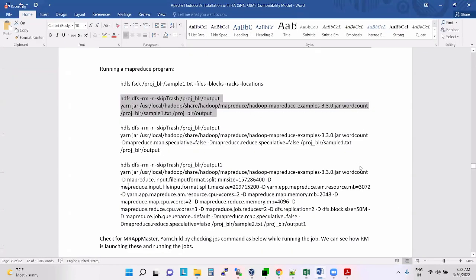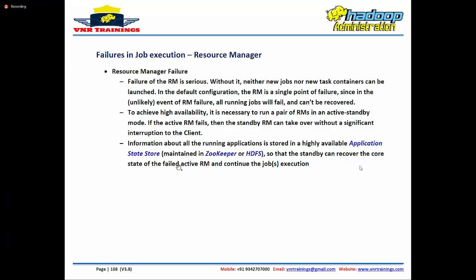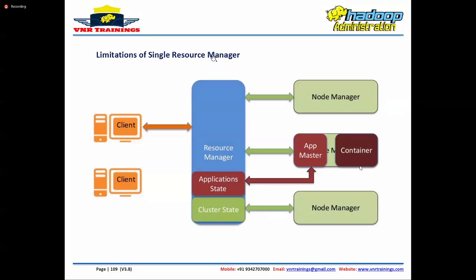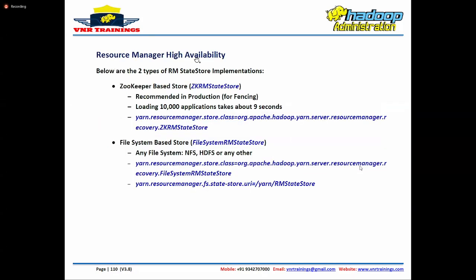Okay. So if you want to enable resource manager availability, this is the resource manager, the limitation of a single resource manager. This is RAM actually. This resource manager will store the application state store and cluster state store. If the resource manager is down, both will be lost. So there are two ways to maintain resource manager availability: one is Zookeeper based, and the other is file system based state store.